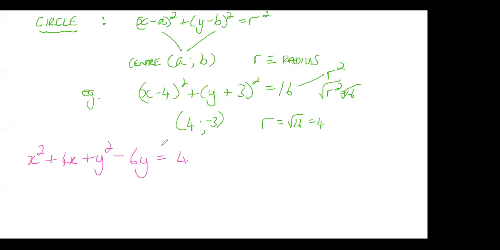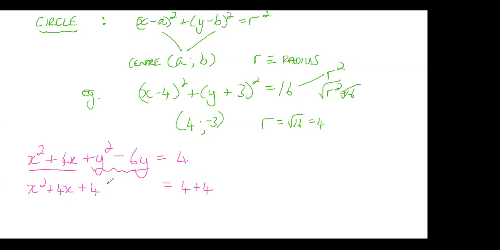Okay, so this is a circle, they tell you, and you need to put it into standard form. So you need to make sure that your x squareds are together and your y squareds are together, or your x's and your y's. For this one, x squared plus 4x, you're going to add half of that squared. So half of 4 is 2, squared is 4, and you need to add it to both sides.